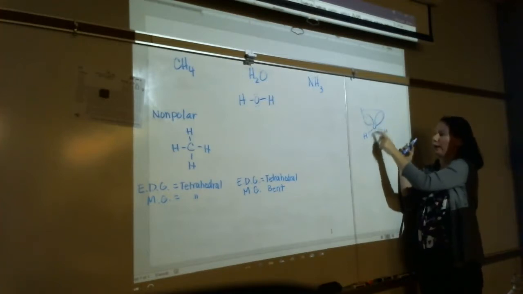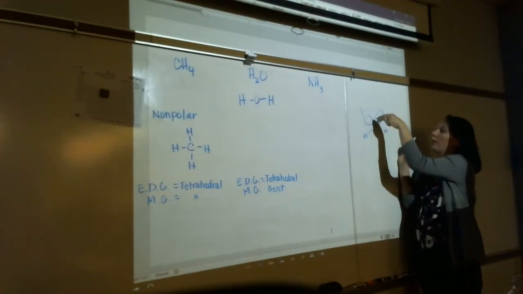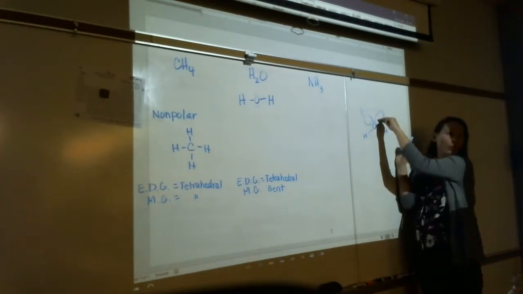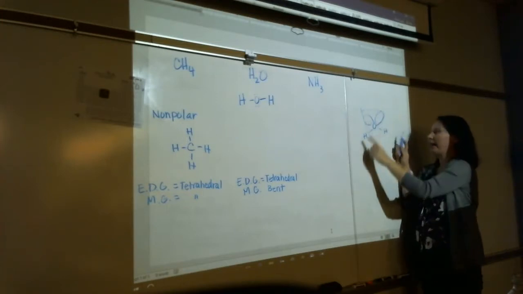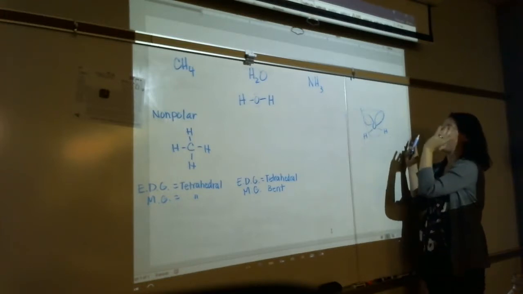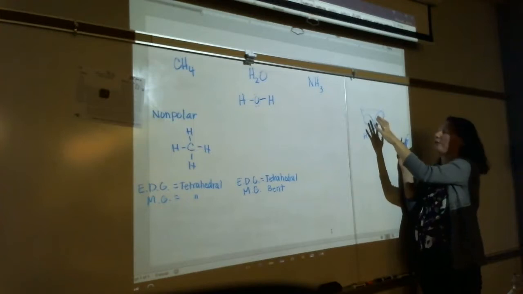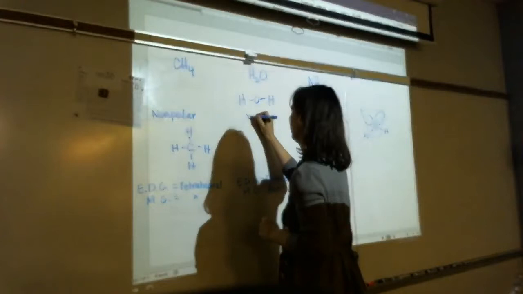This is a polar bond, which means oxygen's hogging all the electrons and hydrogen's left out in the cold. This is a polar bond, which means oxygen's hogging these electrons. Plus there's a lone pair and a second lone pair. This is just like burning on fire with bright, bright red. And this would be like blue, hypothermia blue. So this is a very polar molecule. Very, very polar.